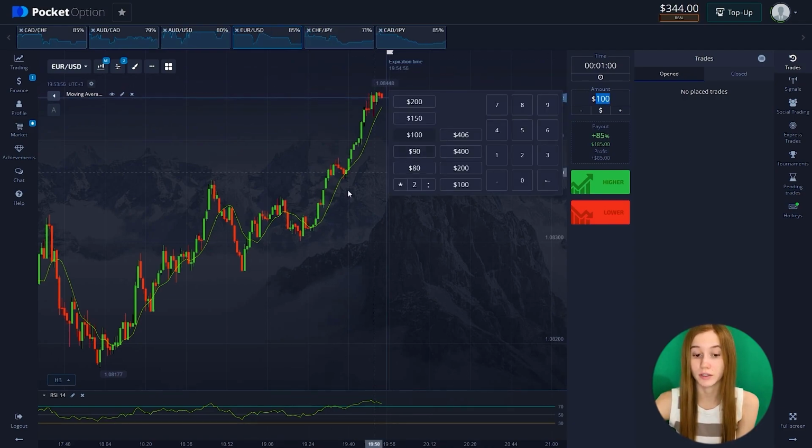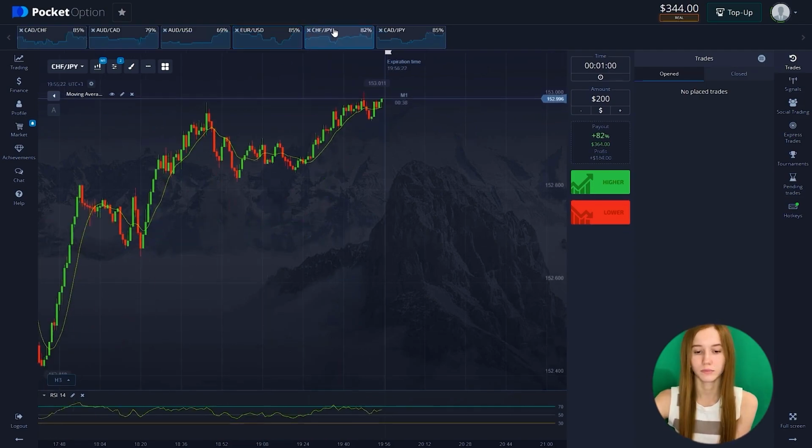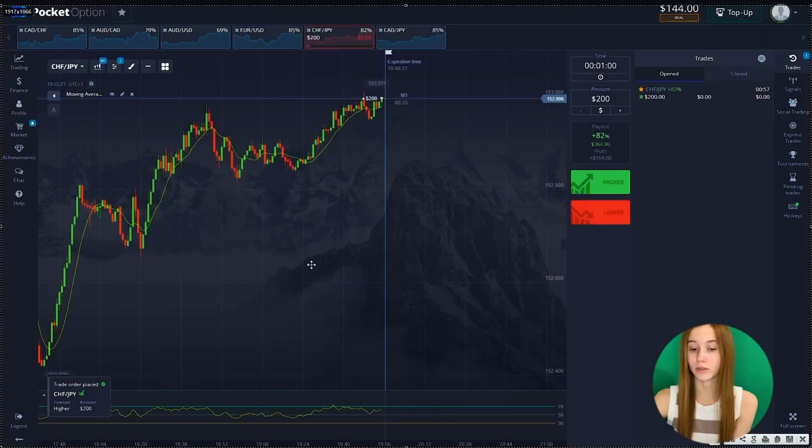Before we move on, let's increase the amount of the deal to $200 and we'll immediately move on to the next concept. Here we are. Let's open a deal and we start our technical analysis.